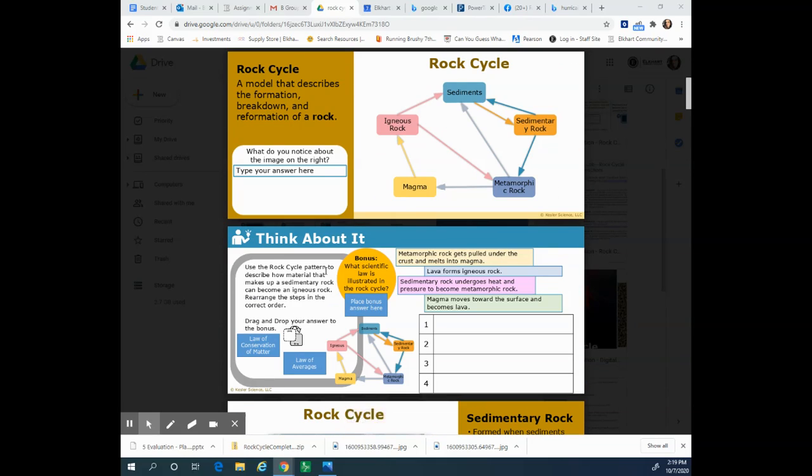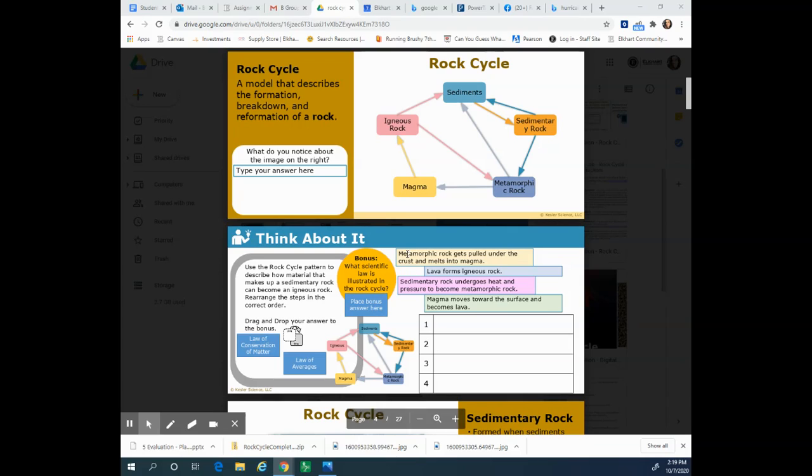Right here, use the rock cycle pattern to describe how material that makes up the sedimentary rock can become an igneous rock. Rearrange the steps in the correct order. Because I am presenting, I cannot drag this down, but we're going to call this 1, 2, 3, 4. Okay? And we're going to match this up here, here, and here.